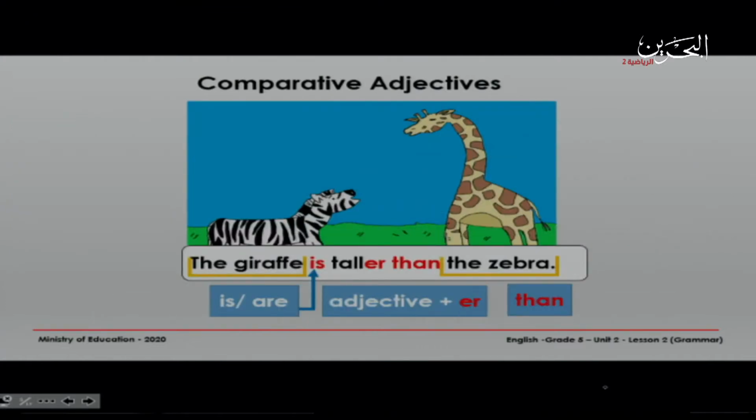We have one more example. Look at the picture. We have a zebra and a giraffe. Now we will compare between these two animals. Look at the sentence. The giraffe is taller than the zebra. So, group number 1 is the giraffe. Group number 2 is the zebra. We used is because we are talking about one giraffe only. So, the giraffe is. The adjective here is taller, and we added ER to the adjective to make it comparative. And then we added the word than. And finally, we write the second group, which is the zebra. So the giraffe is taller than the zebra.